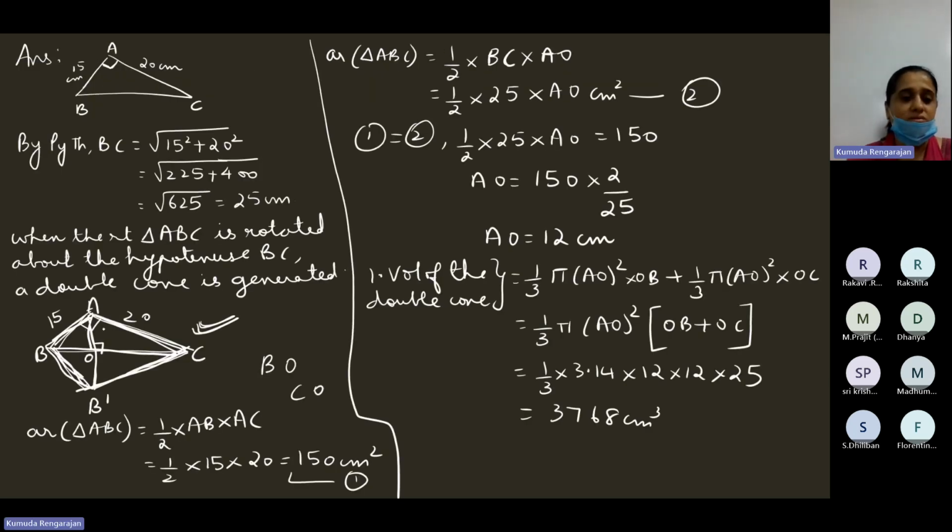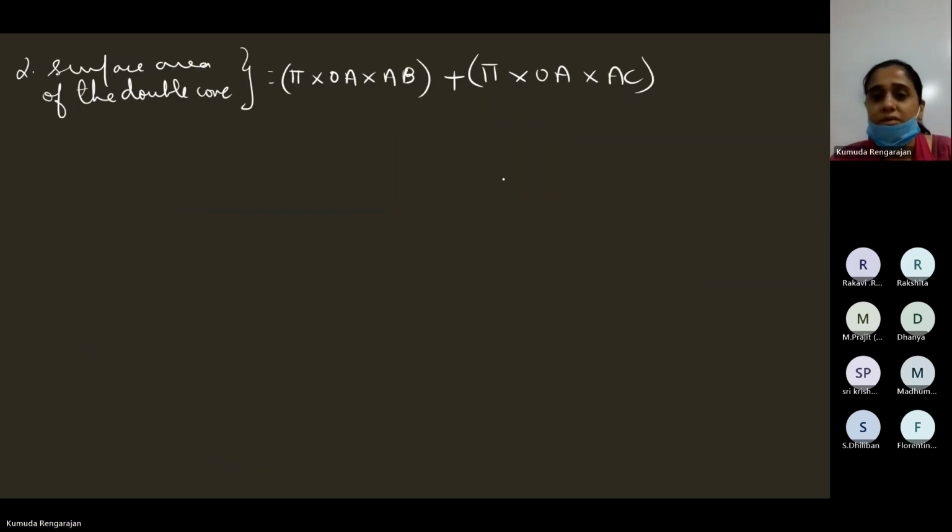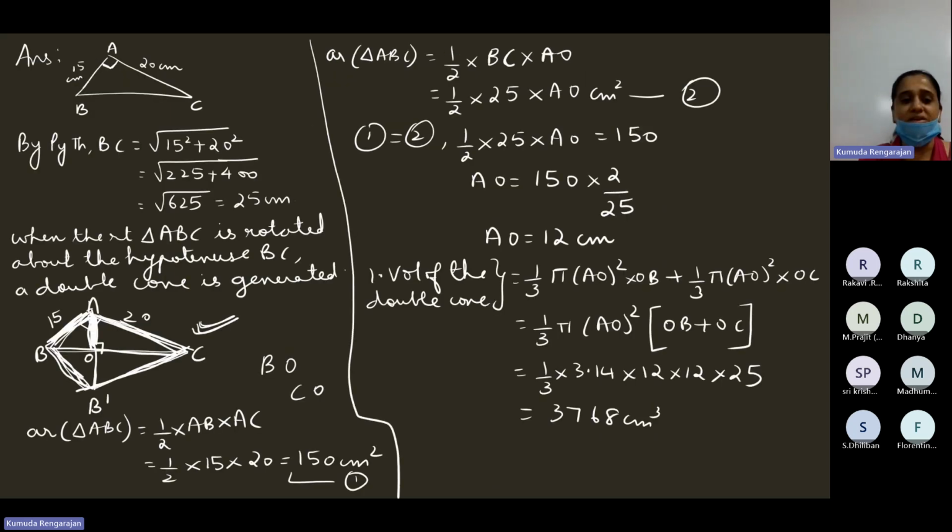You can have a look, see here. This is the radius, pi r. This is the slant height AB. Again, pi r, OA into slant height CA. That's what I mentioned here. Pi r L, children. Now what's common? Pi into OA is common. So in the bracket you will have AB plus AC. We have the values. Because you know AB and AC. How much is AB? 15. How much is AC? 20.